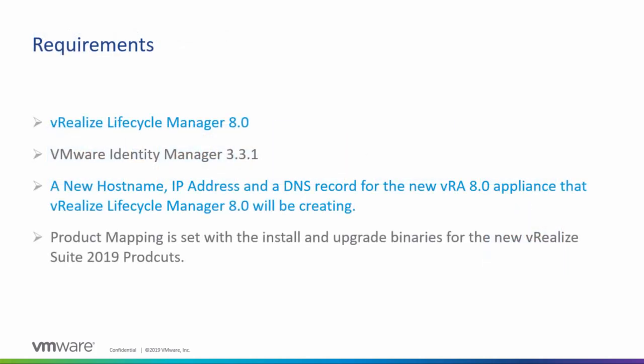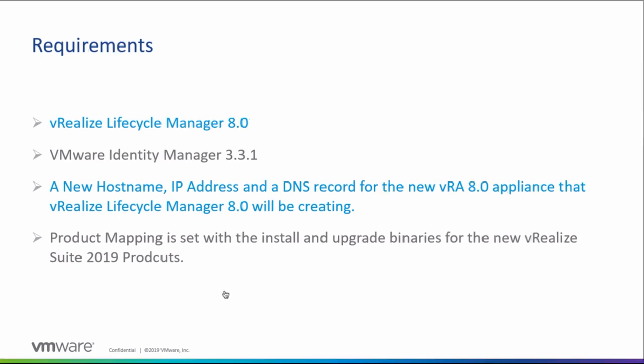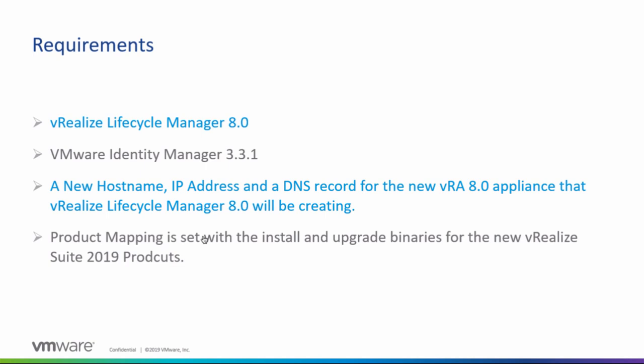As for the requirements, of course, we will need vRealize Lifecycle Manager 8.0 to be up and running. We also need VMware Identity Manager 3.3.1, so we will be doing an upgrade to the existing instance of vIDM, which is 3.3.0. We also want to make sure that we have a new host name, IP address, and a DNS record for the new VRA 8.0 appliance that the vRealize Lifecycle Manager 8.0 will be creating. And finally, make sure the product mapping is set with the install and upgrade binaries for the new vRealize Suite 2019 products. So let's get started.